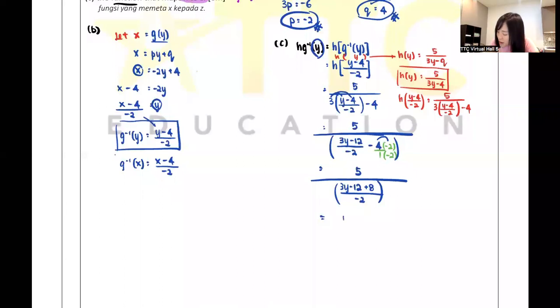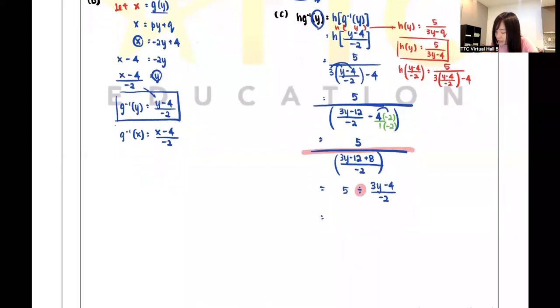Very good, Melvin. The primary school divide. Negative 12 plus 8 is negative 4. Isn't it primary school divide? This divide can become this divide. Saw it? Primary school divide can become times as long as you flip them upside down. Remember, times fraction always times the top.